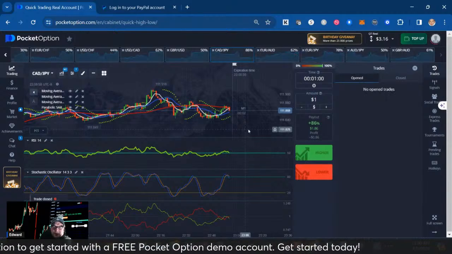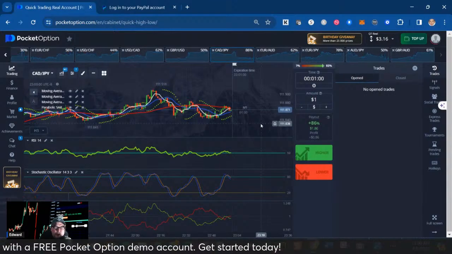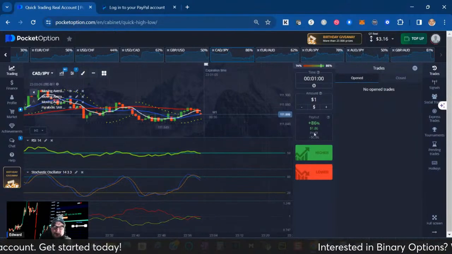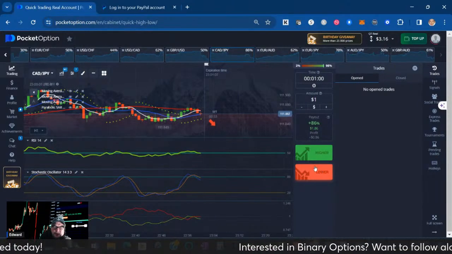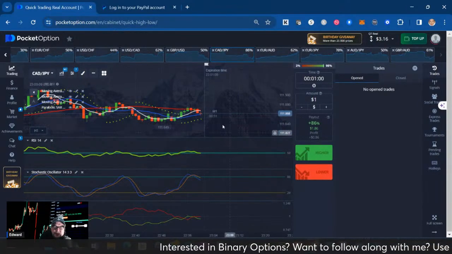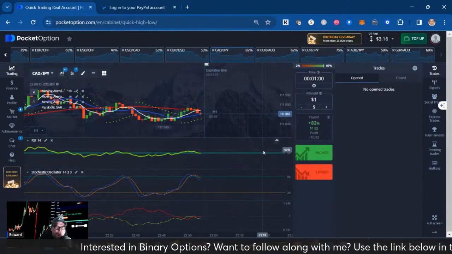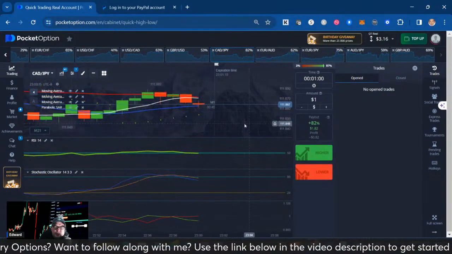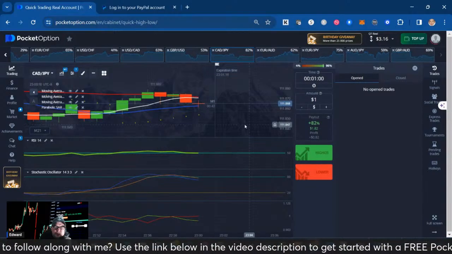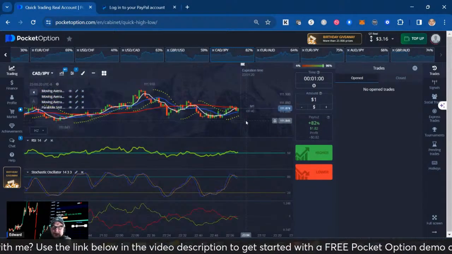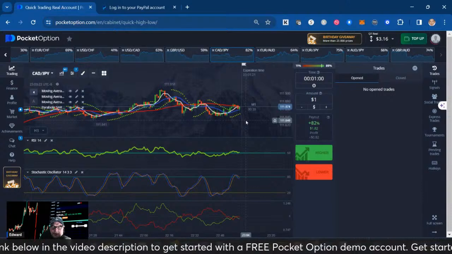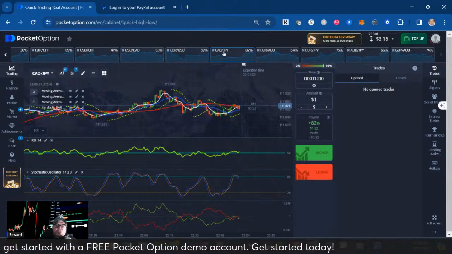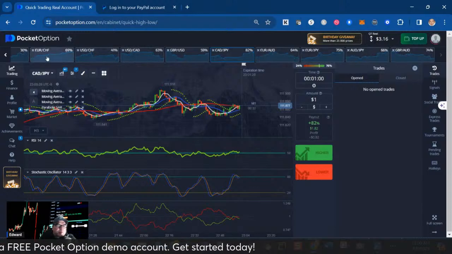Got one bar. There we go. I think this thing is heading downwards, but we're just not seeing the trend change from the Parabolic SAR yet. Oh, maybe not. Yeah, there's too much going on here. I don't like the way that one's going.